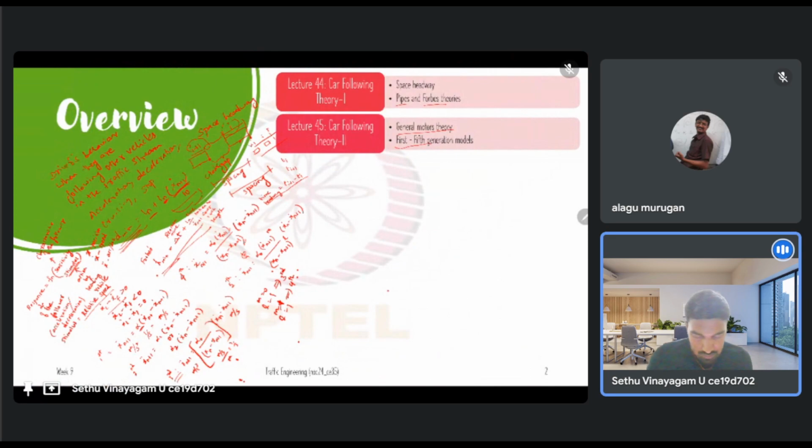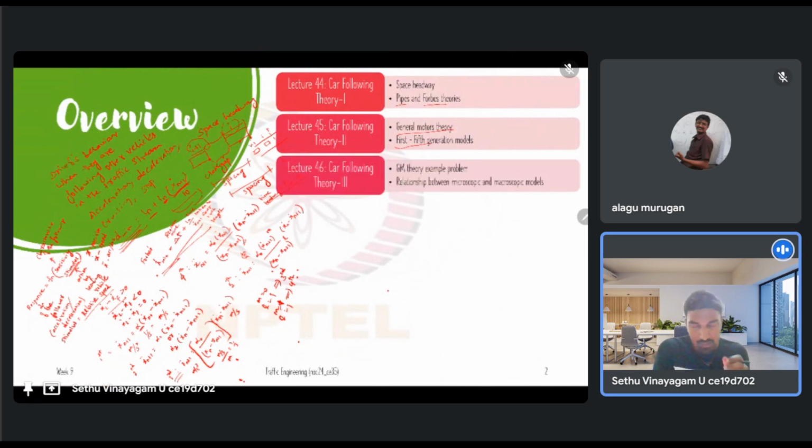So that's what was covered in the second lecture. And in the third lecture, we looked at some example problems using the GM models. And then we also saw how the microscopic and the macroscopic models are related when using the GM model.